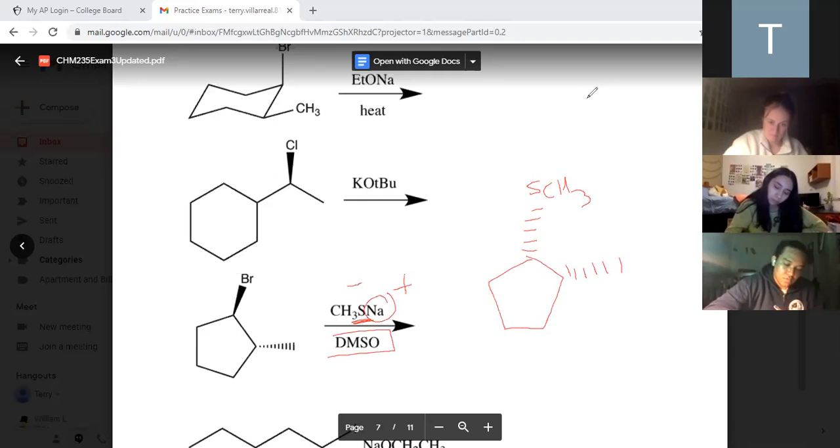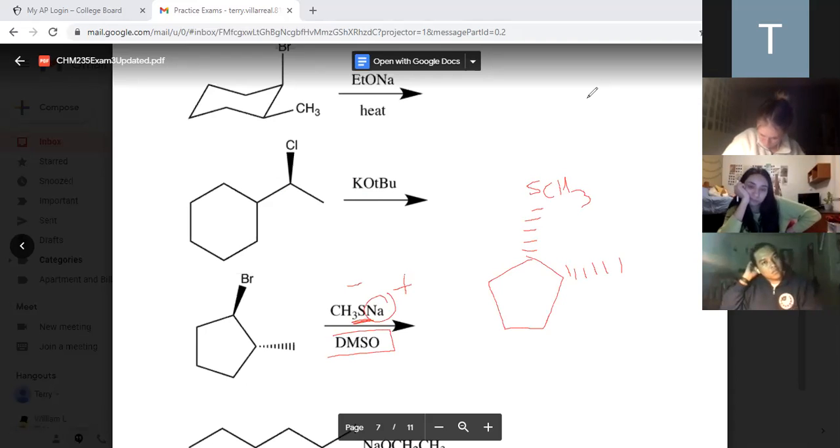In one of those sheets I sent you, I think there's a list of all of the common strong nucleophiles and all of the common strong bases. So it might be useful. I know that this test throws a lot of information at you, but just do the best you can.